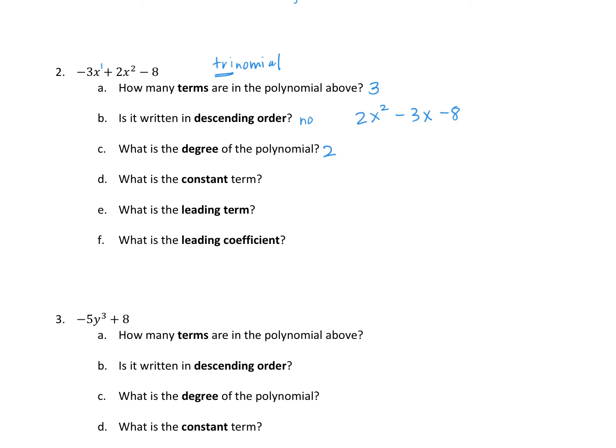What is the constant term? That's negative 8. The leading term. So if you look at your original, notice the leading term is not the first term. Remember, the leading term is the term with the highest exponent. When it's written in descending order, it is the first term. So the leading term is 2x squared. And then the leading coefficient is the number in the front of that, so 2.